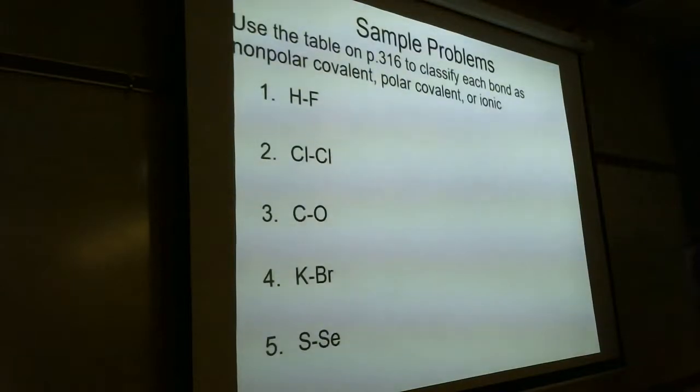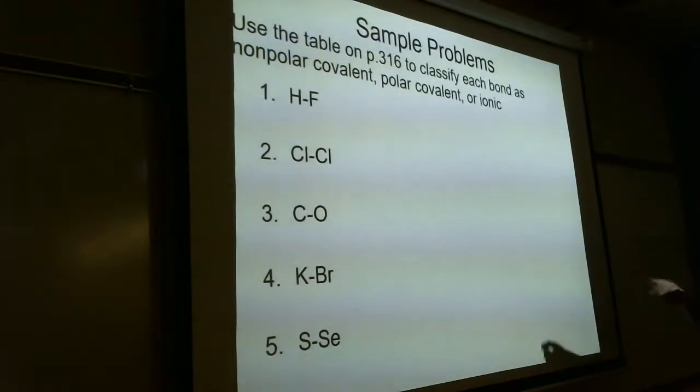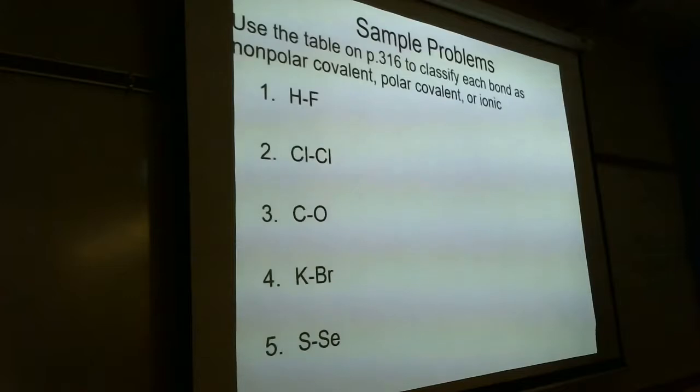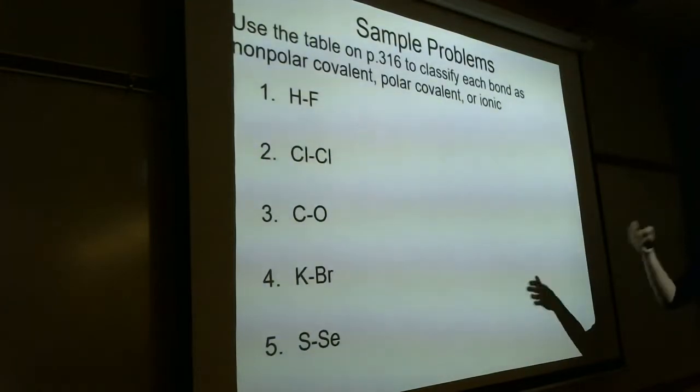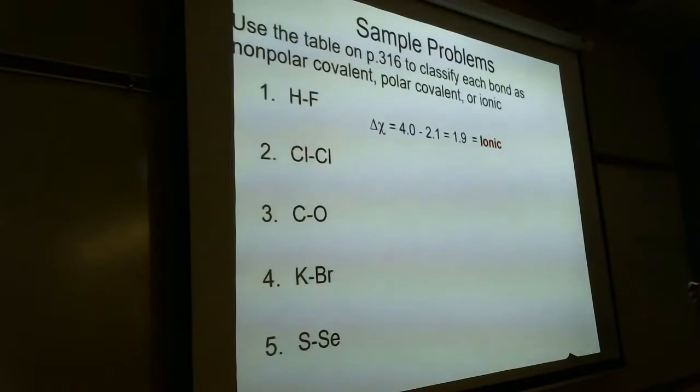Okay, now these are sample problems. We're not going to go through them now in class, but it's fair game for your next homework set. So if I give you a bond and ask you to classify it, you would use your table, calculate the difference in electronegativity, and look at those cutoff points that I gave you. For instance, you could predict this just by looking at the periodic table. Would you predict this to be a big difference in electronegativity or a little difference? That's big, right? That one's ionic. This one you should be able to predict, no calculation needed.